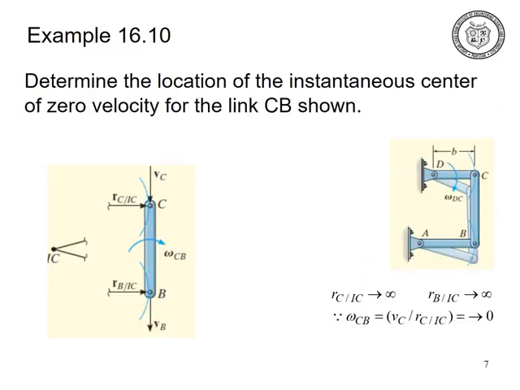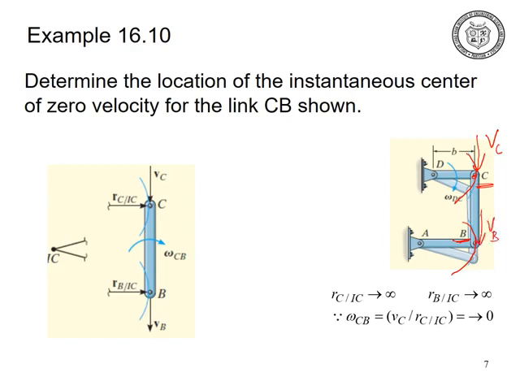Again, in this example, we have to find the instantaneous center of zero velocity for the link CB shown. This is particle C and this is particle B on the link, and we have to find the instantaneous center of zero velocity at this instant. As particle C moves along this circular path with a velocity, particle B also moves along its path with a velocity. What will be the velocity of particle C? It will be tangent to this path, so the velocity of particle C will act downward. Similarly, the velocity of particle B will also act downward.